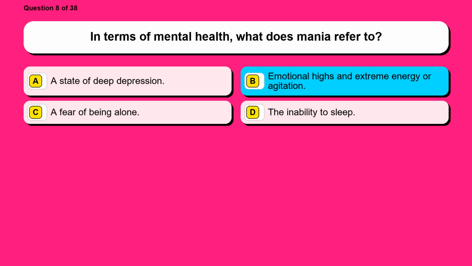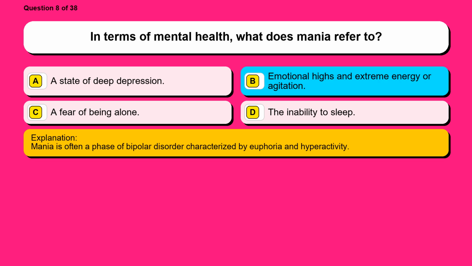The correct answer is option B. Emotional highs and extreme energy or agitation. Mania is often a phase of bipolar disorder characterized by euphoria and hyperactivity.